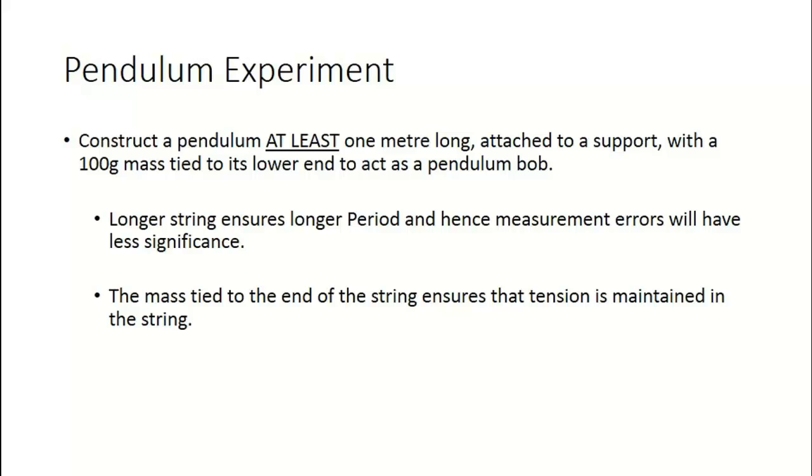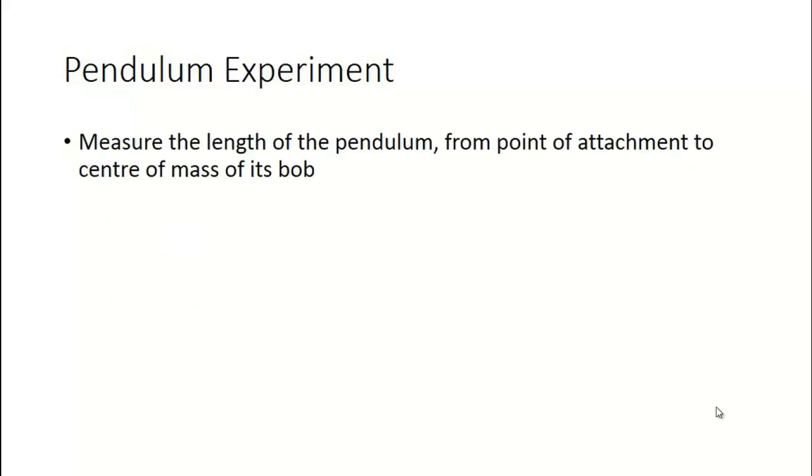Now the purpose of the mass itself is just to provide tension inside that string, so we need a force in order to make that pendulum oscillate. So that 100 gram or 50 gram mass, which is tied to the lower end to act as that pendulum bob, ensures there's tension in the string, which ensures that the mass is able to undergo a form of simple harmonic motion.